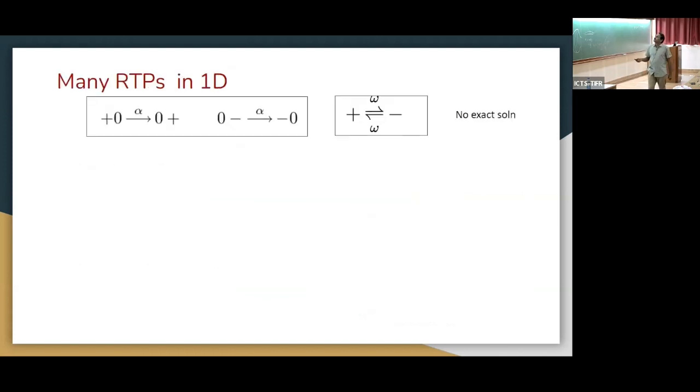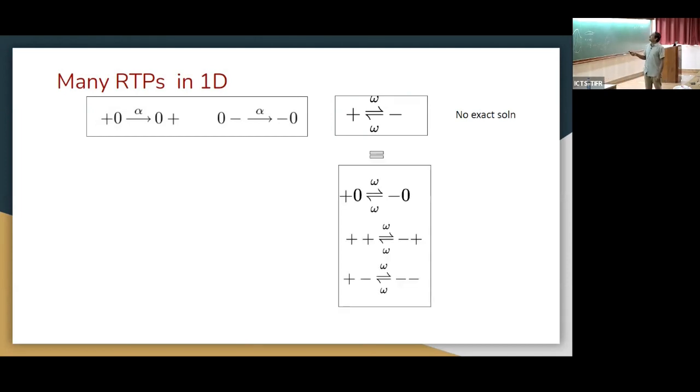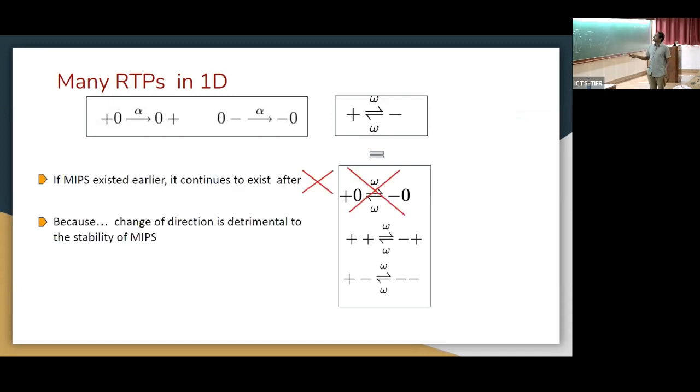So now many RTPs in one dimension. If you take many such particles, there is no exact result. Okay? So we could not find it yet. The solution is not available. So what we do is that this particular dynamics is same as three dynamics, like plus 0 going to minus 0, plus plus, because this is plus going to minus, but I'm just writing next side is 0 plus or minus. Okay, so this is same as these three dynamics. And what I do is that I just delete one of the dynamics. It is just for the solvability purpose, but this will not harm my proposition.